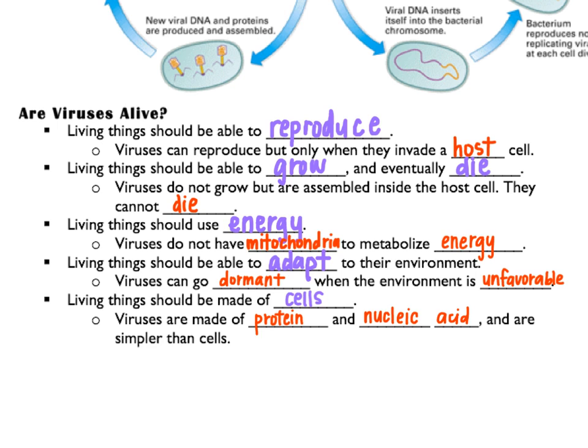And then the last thing that makes something living is that living things should be made of cells, and viruses are actually not made of cells. They're simpler than a cell. They're made only of protein. They're an outer protein coat, and then the nucleic acid is inside of the protein coat. And so they're just made of these two very simple things. And so we could say that they're not living because they're not made of cells.